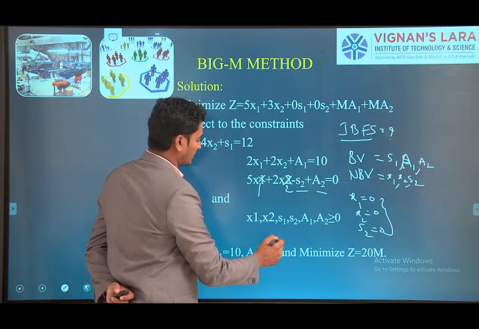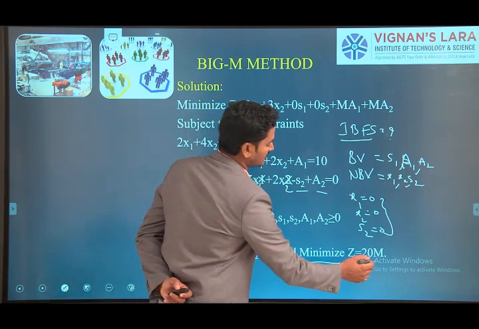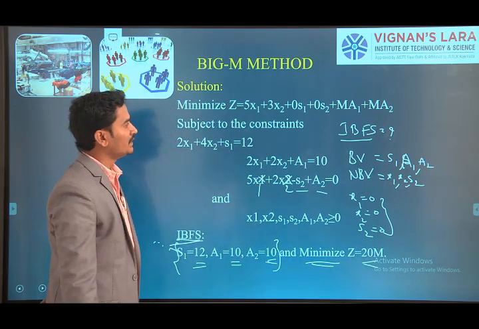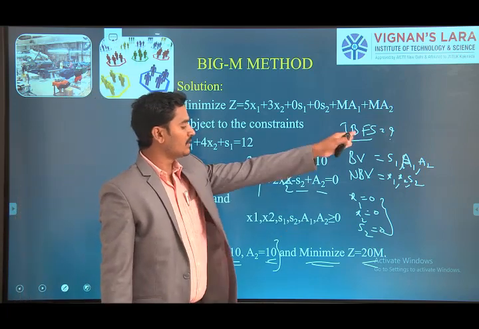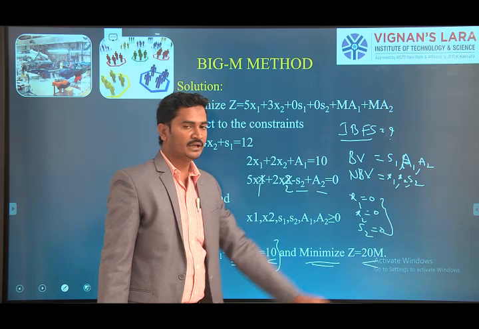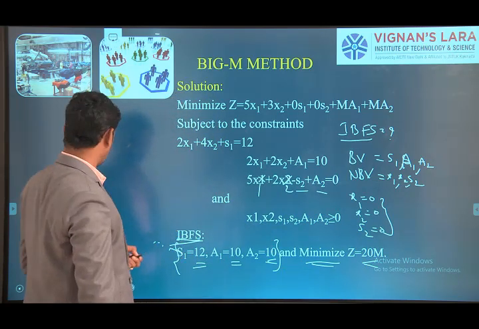If we substitute these values into the objective function, we get the objective minimized, that is equal to 20M. Why? Because here we have the penalty. The M is the penalty value. So simply we get 20M. Next, now we are coming to the solution.